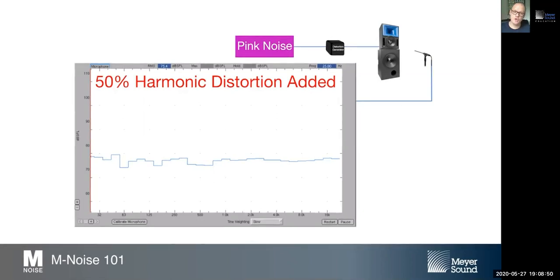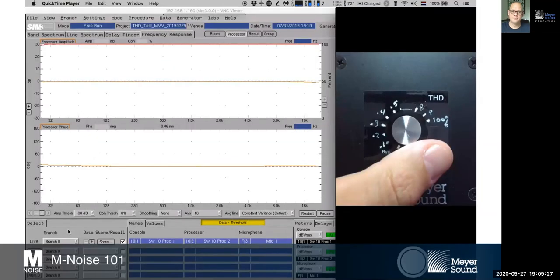But if you were to look at a dual channel transfer function analyzer and introduce distortion, will coherence be affected by the presence of distortion? In the next video that we're about to see, we have a proprietary black box that allows you to introduce as much as 100% distortion. So all the way counterclockwise is no distortion, and all the way clockwise is as much as 100% distortion. And notice how that affects the coherence. Here we go.